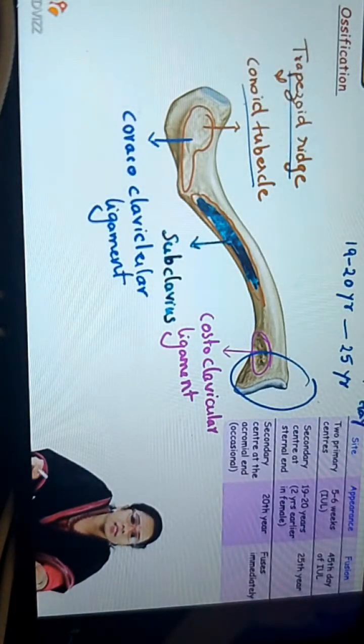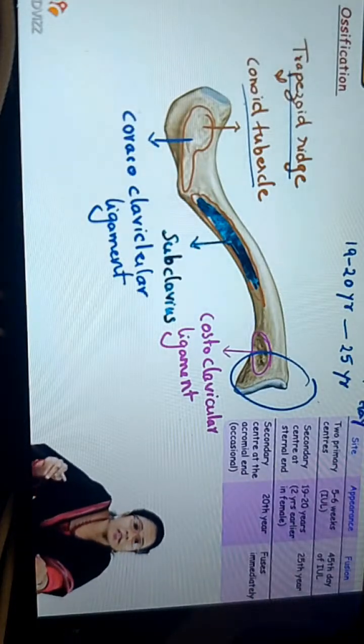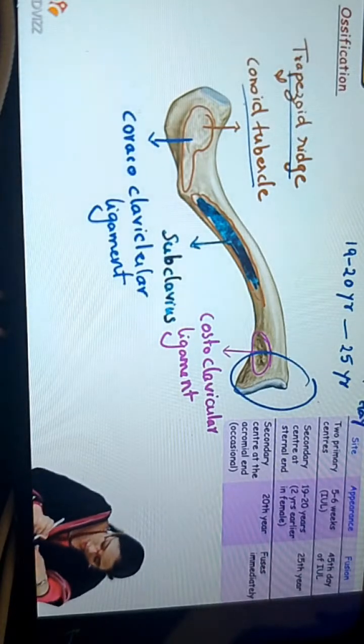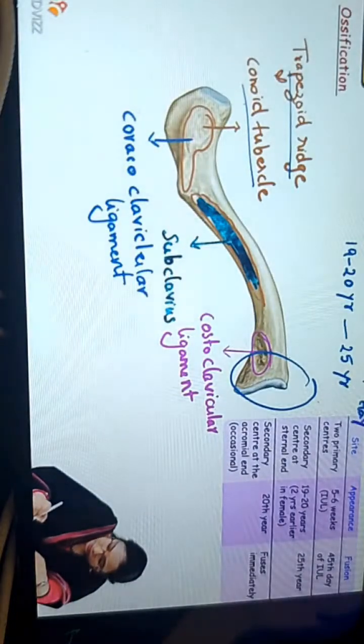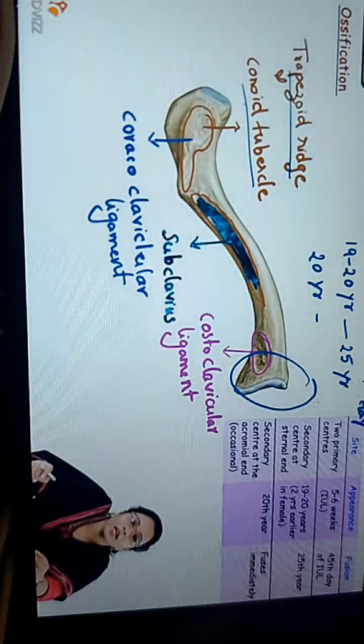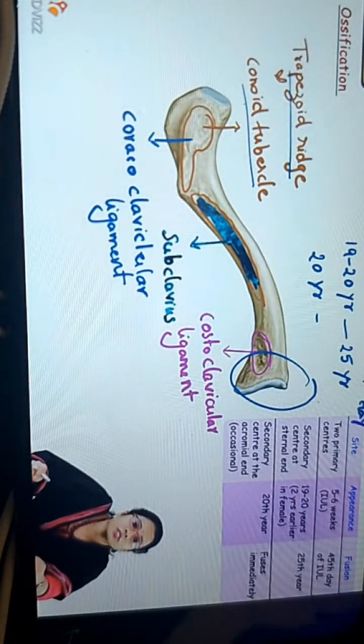The secondary center for the acromial end, the lateral end, appears occasionally. It is not always present. If present, it appears during the 20th year, and it fuses immediately as soon as it appears. So this is about the ossification of the clavicle.